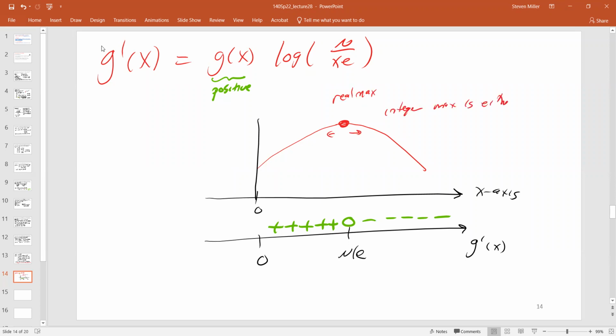is either the smallest integer larger than n over e, or the largest integer smaller than n over e. So this is one of the few situations where you can pass from a real optimal to an integer optimal. And notice how much great material we got to review today.